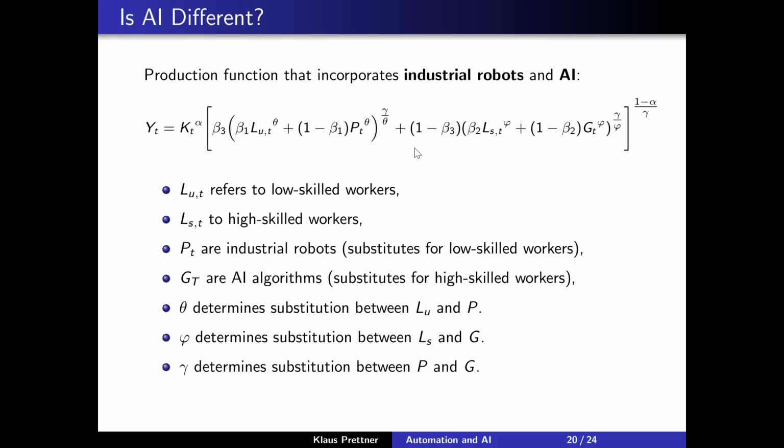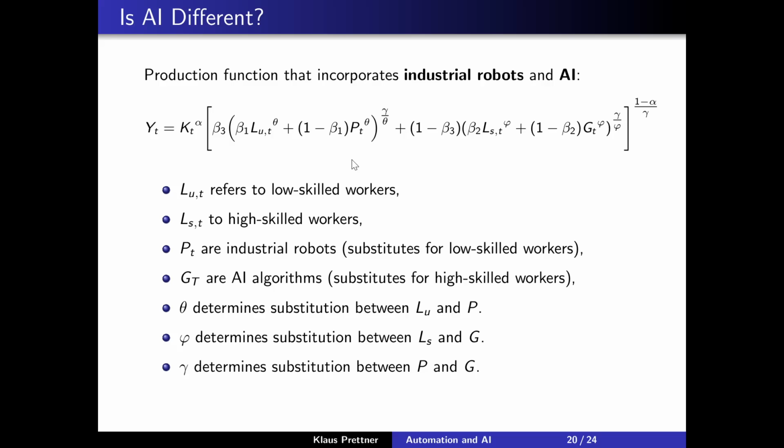And now what we have is that the robots, the industrial robots, are substitutes for the low-skilled workers, but imperfect substitutes. The elasticity of substitution is determined by theta. And the high-skilled workers can be substituted for by artificial intelligence that we denote by G, for ChatGPT or whatever. And the elasticity of substitution between high-skilled workers and artificial intelligence is determined by this phi parameter here. And overall, we again allow for substitution between low-skilled and high-skilled tasks, which is determined by gamma, as before.